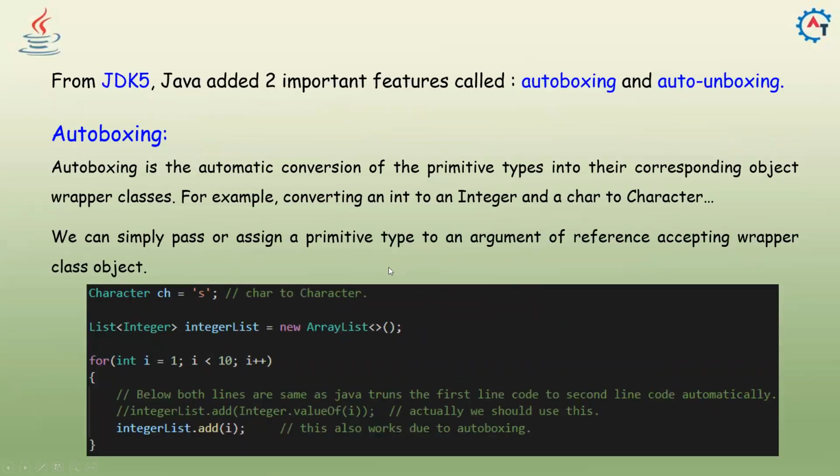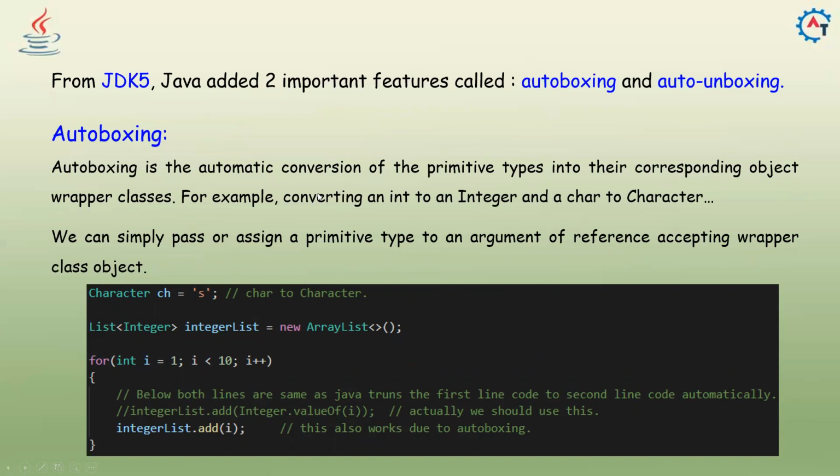From JDK 5, Java added two important features called autoboxing and auto unboxing. Okay, what do you mean by autoboxing? Autoboxing is the automatic conversion of the primitive types into their corresponding object wrapper classes. Okay, primitive to wrapper class. For example, converting an int to an Integer and a char to a Character is autoboxing. We can simply pass or assign a primitive type to an argument of reference accepting wrapper class object.